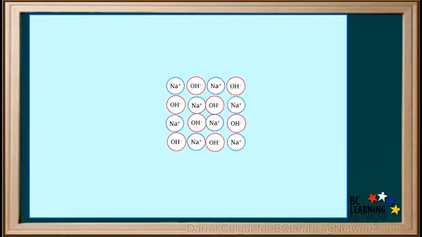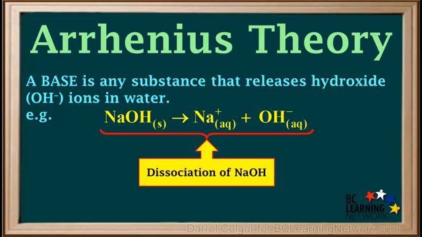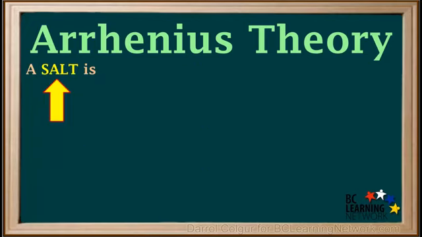This process is called dissociation. The dissociation of NaOH is shown by this equation. NaOH solid gives Na+ aqueous plus OH- aqueous. So according to Arrhenius' theory, an aqueous solution of the base sodium hydroxide could be viewed as free and mobile Na+ and OH- ions surrounded by water molecules.